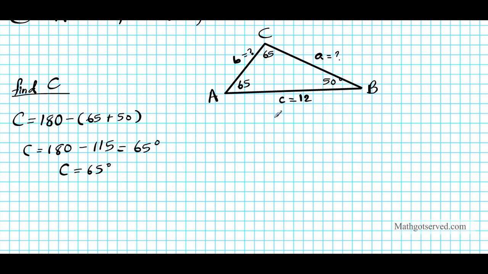We can figure out either A or B first. It doesn't really matter. How about we figure out side A? To find A, we're going to use law of sines. Why can we use law of sines now? Because we have a pair: the measure of a side and the angle opposite that side. So we can use law of sines to find the missing side.